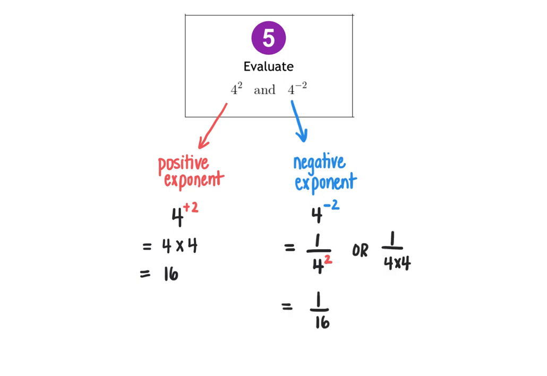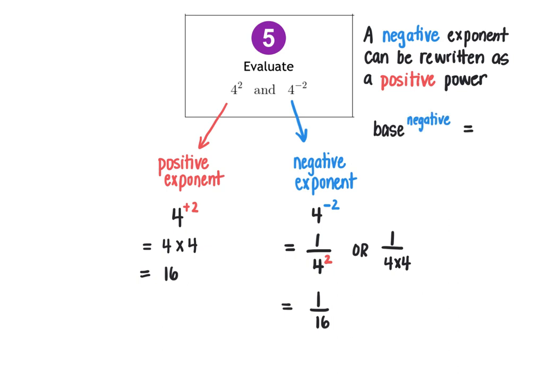This property will be true for any negative exponent. We can always rewrite the exponent with a positive power, which means we'll write it as 1 divided by whatever the base is to the exponent, written as a positive rather than a negative. In general, x to the power of negative a can be rewritten as 1 divided by x to the power of positive a.